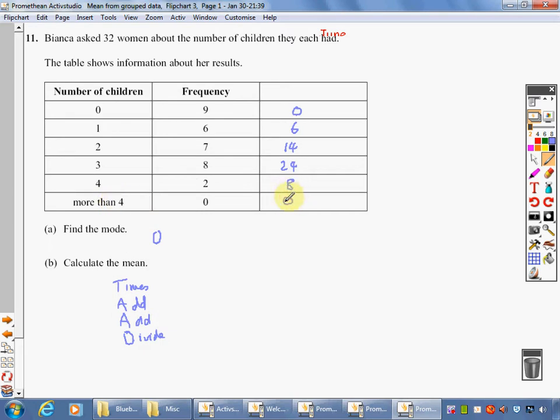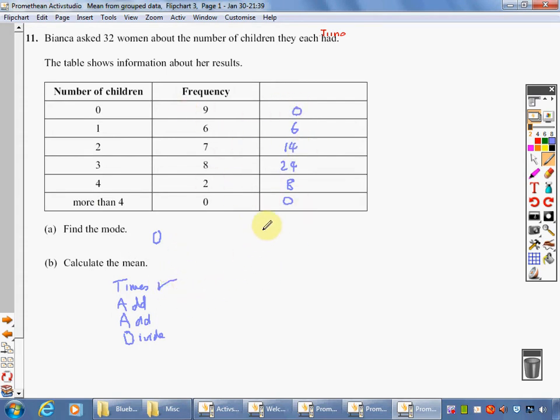What I've actually done there is work out that if there are 6 mothers with 1 child, there would be a total of 6 children. If there are 7 mothers with 2 children, it would be a total of 14 children. If there are 8 mothers with 3 children, that's a total of 24 children, etc. That's our timesing bit done.